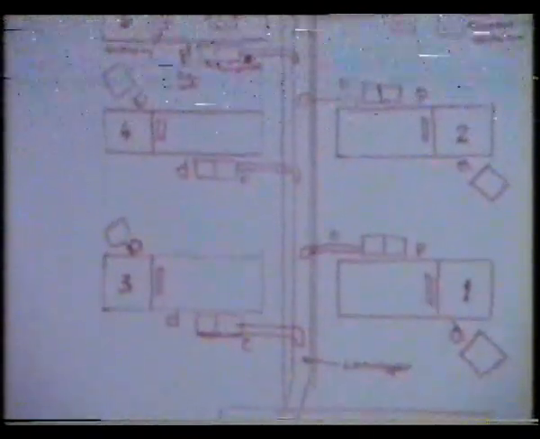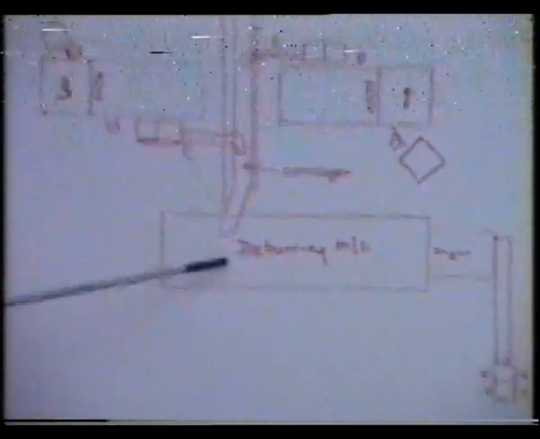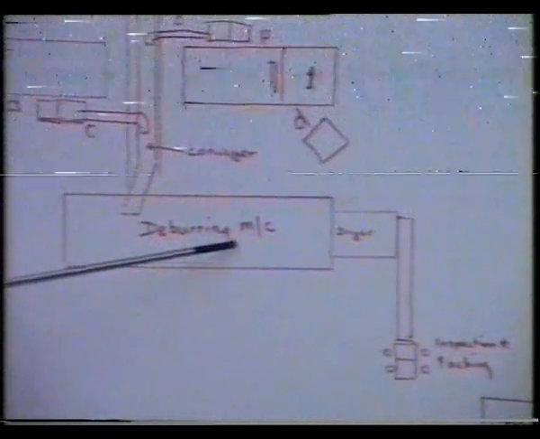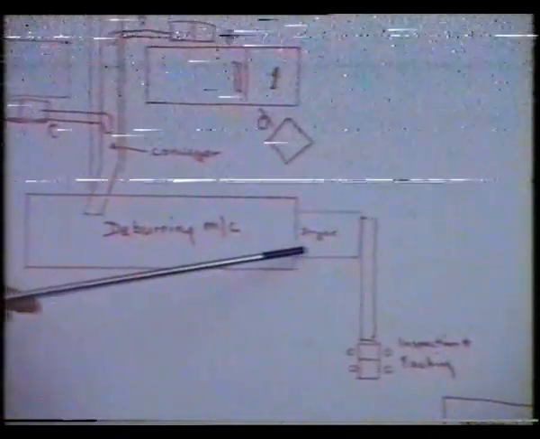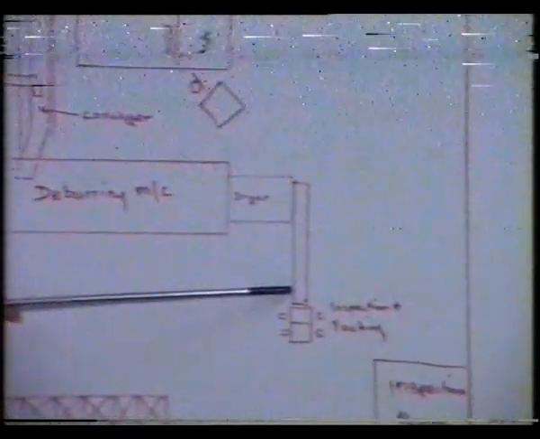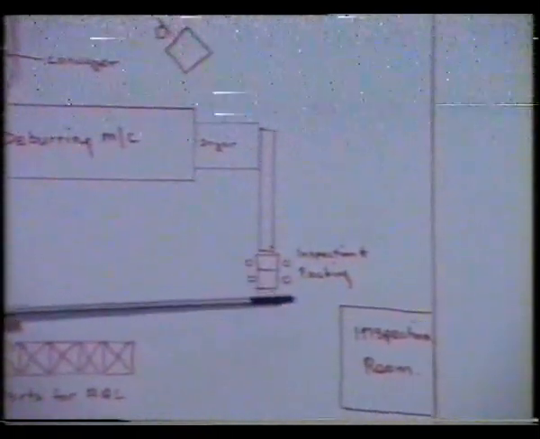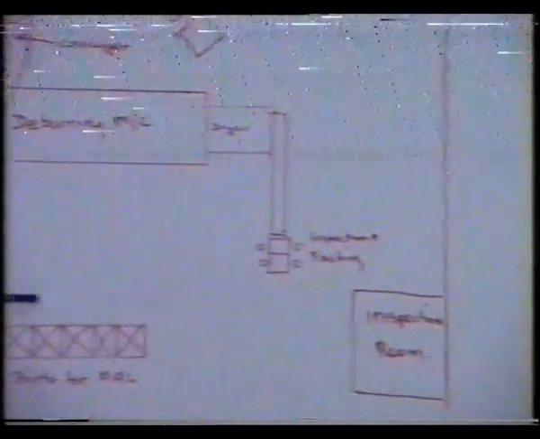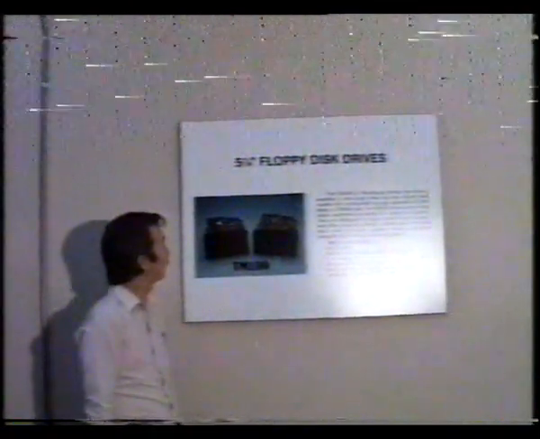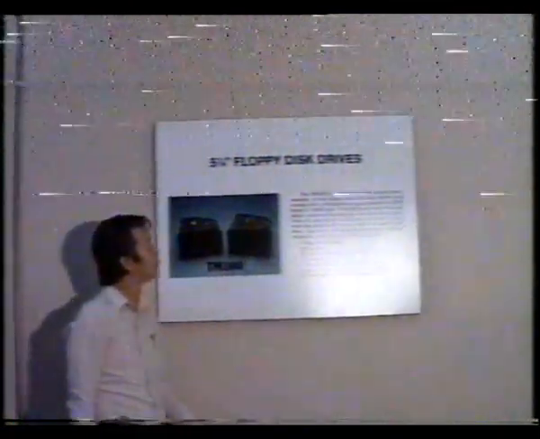to the deburring unit, where it is deburred, washed, dried, and comes out where the packing area is here. They pack and inspect. After that, they bring all the parts over here, where the QC will come and inspect the finished product. TM100 5.25 inch floppy disk drive.